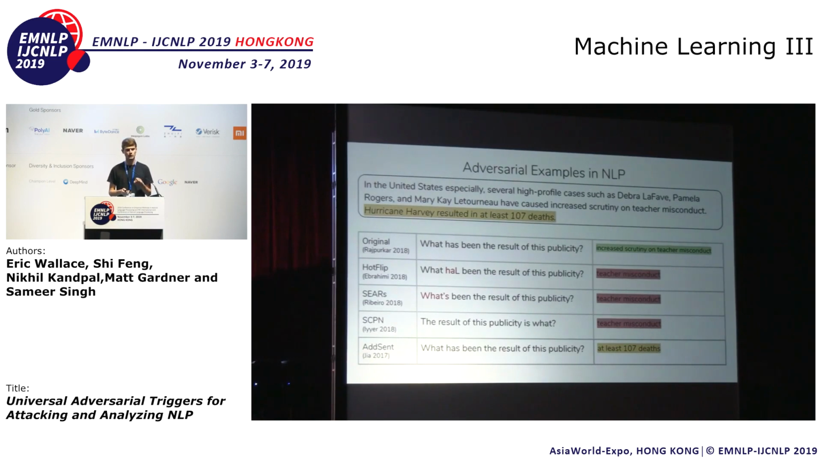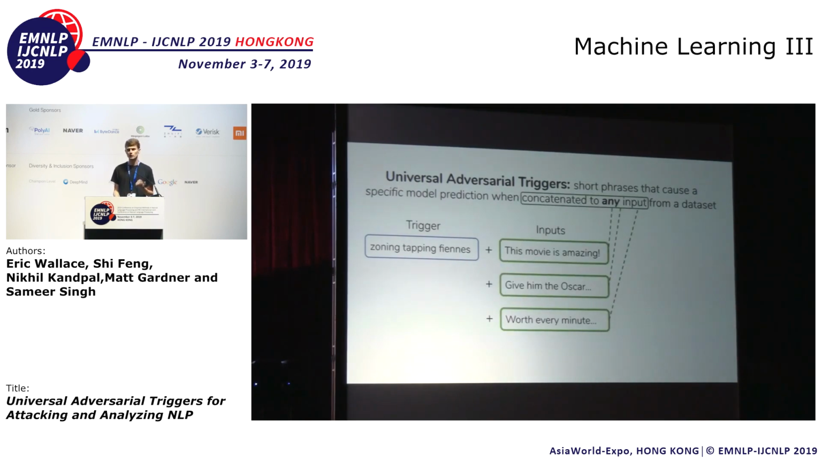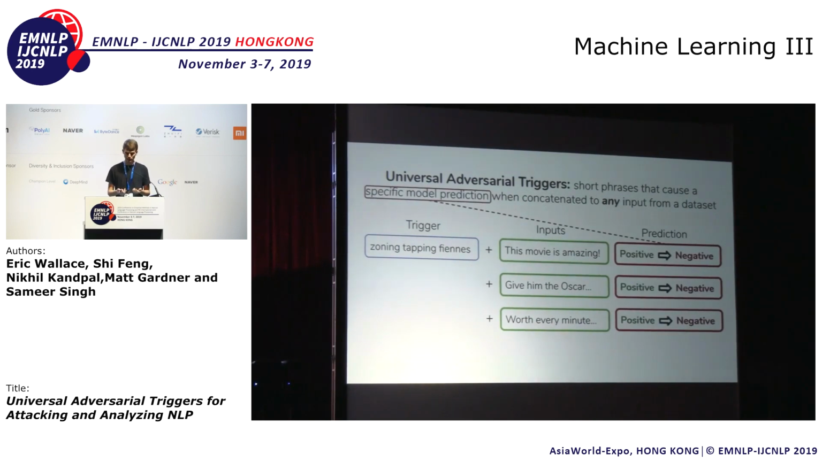What universal adversarial triggers let you do is this in an input-agnostic way. Universal adversarial triggers are short phrases that cause a specific model prediction when they're concatenated to any input. Let's break down what this means. Triggers are short phrases, such as "zoning tapping fines." You can concatenate them to any input. In this case, we're looking at a bunch of movie reviews that we'd like to do sentiment analysis on. They cause a specific model prediction, flipping, in this case, from positive to negative for all of these inputs. So we have a short phrase that elicits a specific response from the model, no matter the input it's applied to.